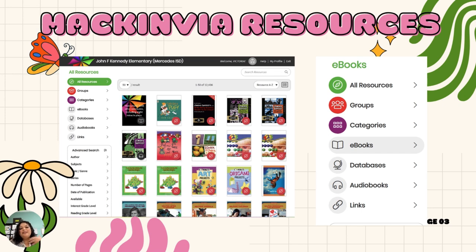So when you log on to Mackin Via, it takes you to our homepage, and on the left side, we can see all the resources. So there's groups, there's categories, there's ebooks, databases, audiobooks, and different links.